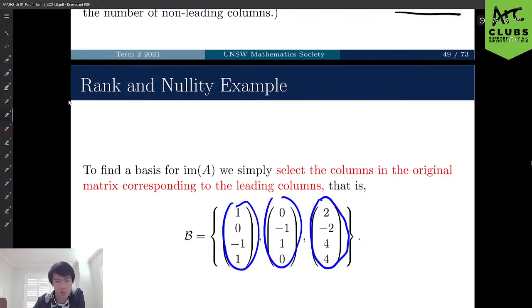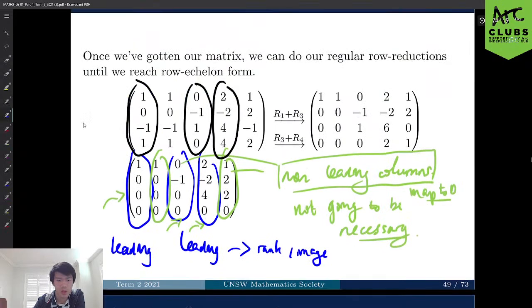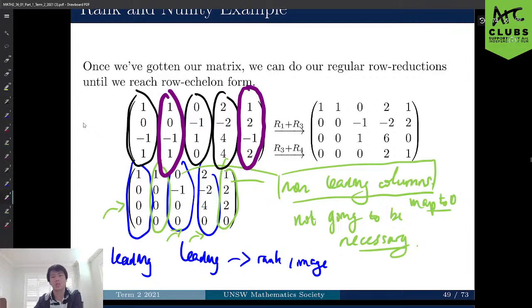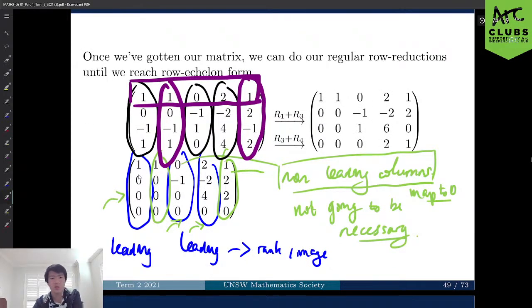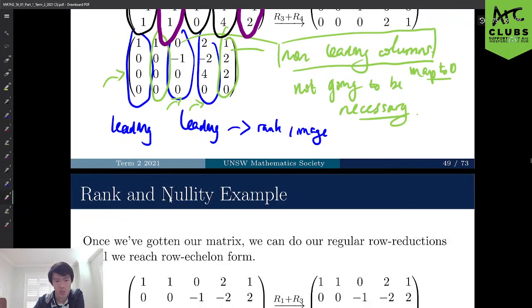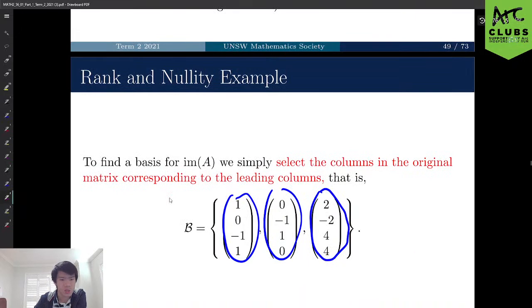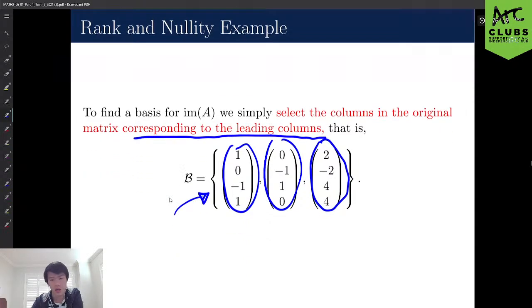If we were to find a basis for the kernel, just be wary that you wouldn't be picking these ones. What you would do instead is try to solve this system of linear equations, right? And you would use your free parameters. But we won't be talking about that. If there's confusion about that, you can ask in the chat. But we'll just be moving on from rank and nullity. Basically, the idea is to find a basis for the image. We just select the columns in the original matrix that correspond to our eventual leading column. So we get these 3 vectors.